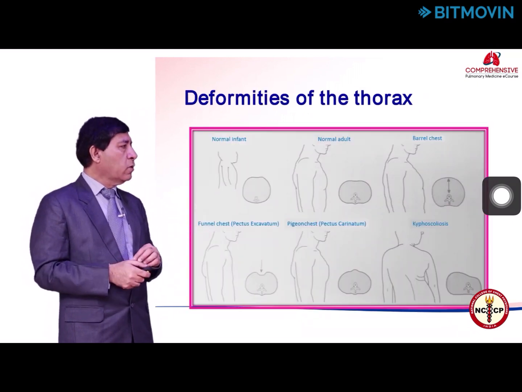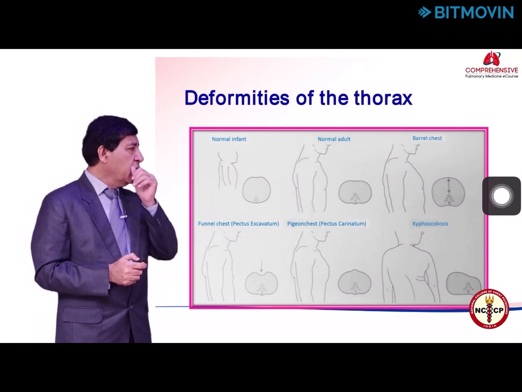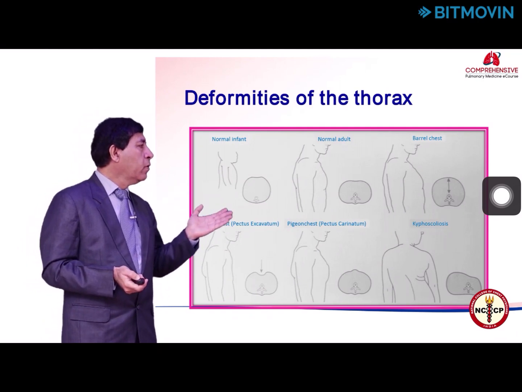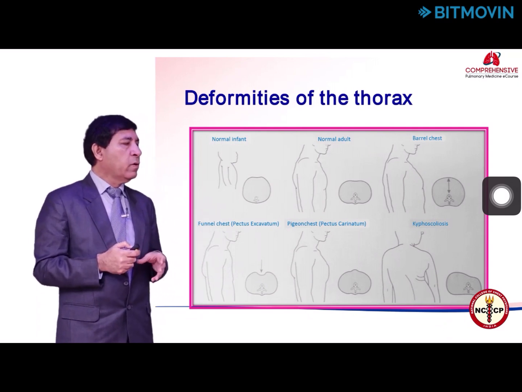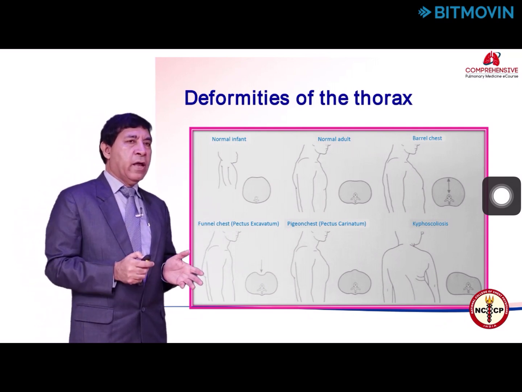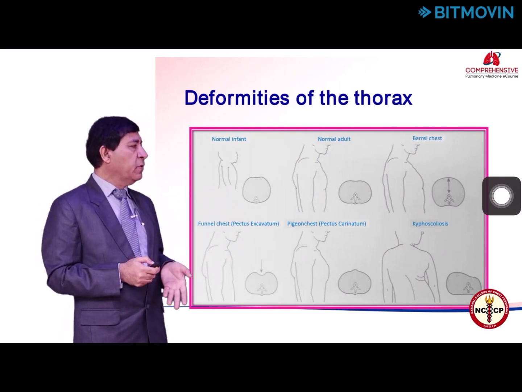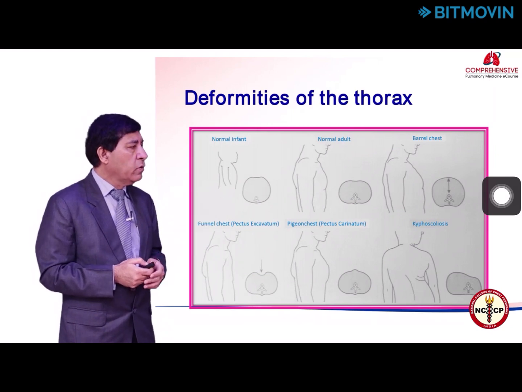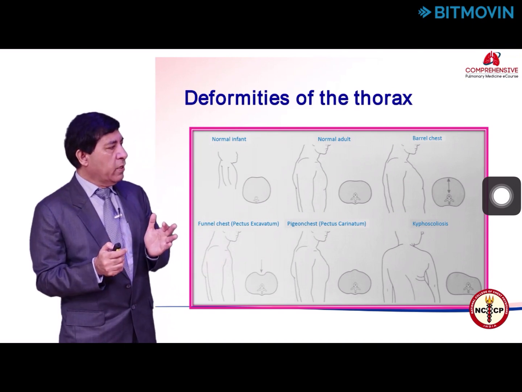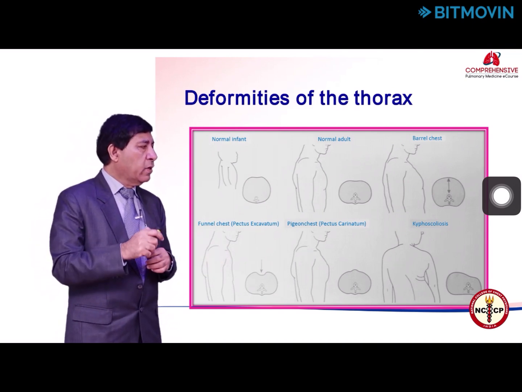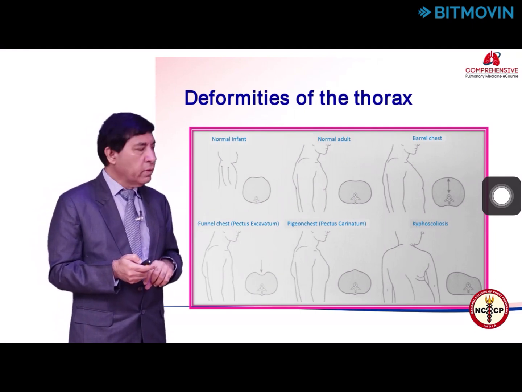So this cartoon shows you different types of deformities. As you can see there, you have a normal chest, you have a barrel shaped chest where both anterior and lateral diameter become almost equal, and you have a funnel shaped chest, you have a pigeon chest, and you can see the kyphoscoliosis. In kyphoscoliosis there is a deformity, and on one side the shoulder will be much lower, the contour of the chest wall would change, and there will be a kind of skin fold you will see on that side.